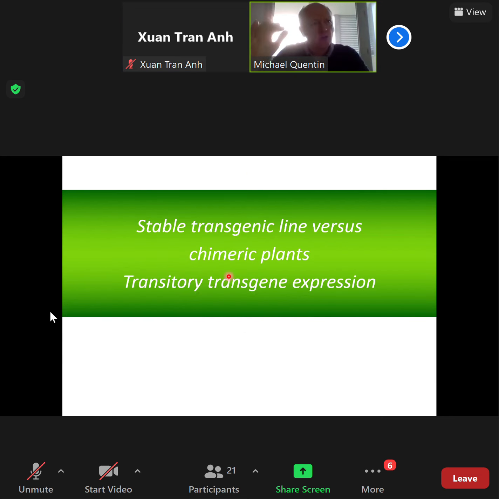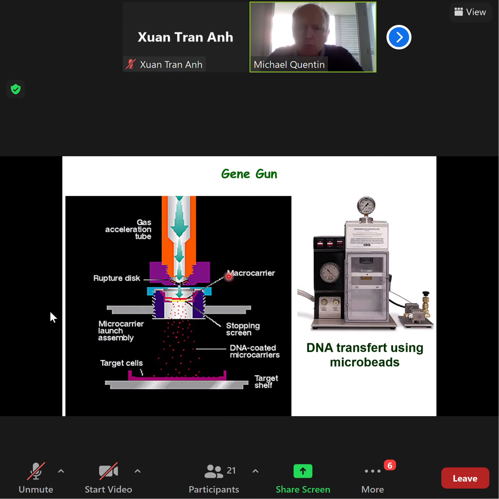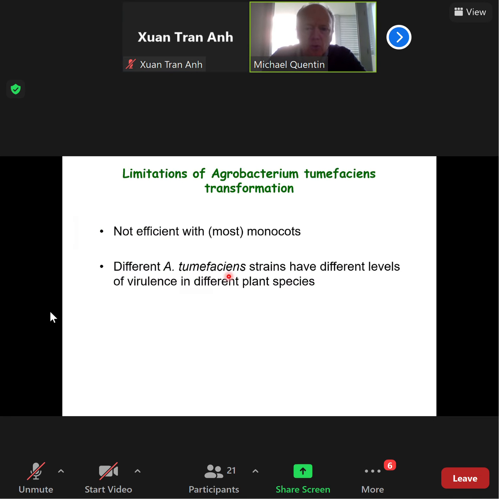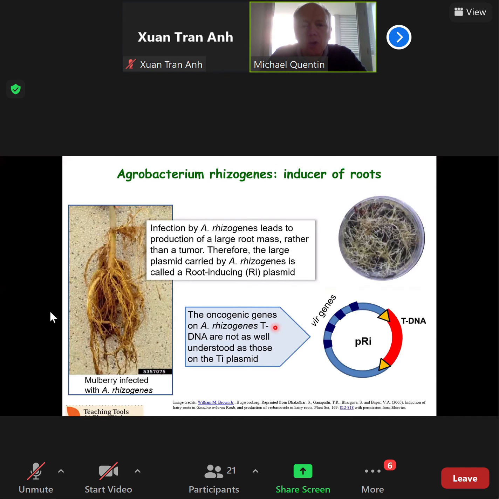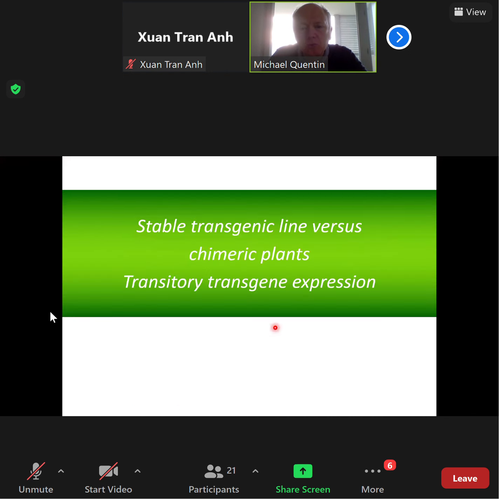Then, the protocol I presented to you, I go back. This protocol is meant to regenerate a whole transgenic plant from some small transgenic cells, I would say, some few transgenic cells. So it's a protocol which is meant to generate stable transgenic lines. The same with the flower dipping method. The idea is to generate stable transgenic plants.